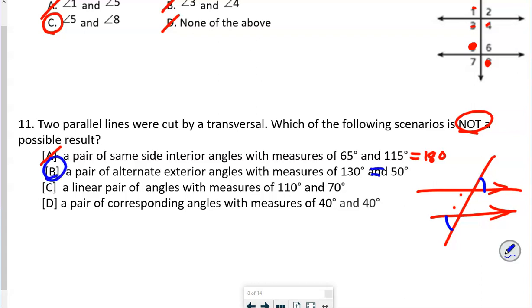Let's just double check the rest. Linear pair means a pair of angles that are what? Next to each other like that, form a line. Those would be supplementary, so that's not true. A pair of corresponding angles with a measure of 40 and 40. Again, if we had corresponding angles, that would be like this angle right here and this angle right here, and those should be equal, right?